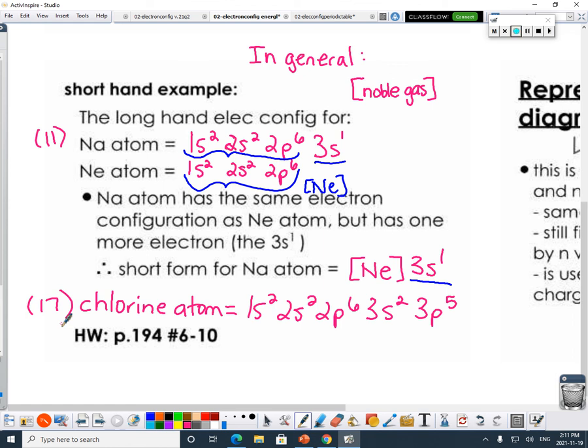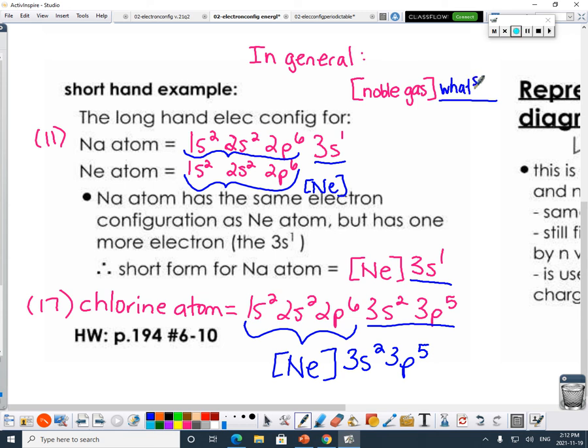Now, this is the same as neon. But then there's a little bit more left over. So you just have to keep going and write whatever's left. I can't use argon because argon is 18. That would break the rules. I want to win at the Price is Right electron configuration. Again, you can still count the total: 10 plus 2 plus 5 is 17. So you write the noble gas inside square brackets, and then what's left over.